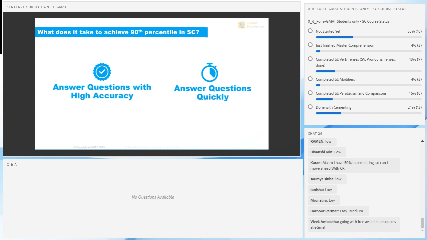Secondly, the GMAT is an adaptive exam. It's a timed exam, right? So you have to answer questions quickly. That's very important. You cannot take 5 minutes, you cannot take 3 minutes to solve an SC question. Now what you're going to see in this session is how you can get to these 2 goals. That's what we're going to talk about.